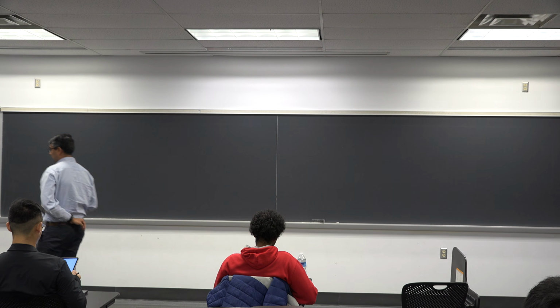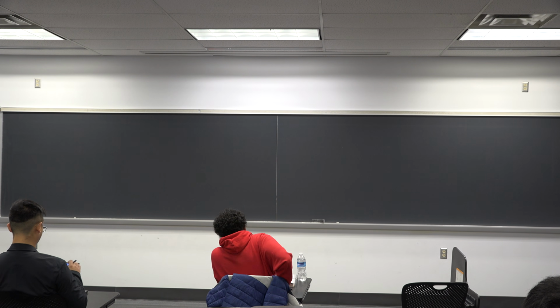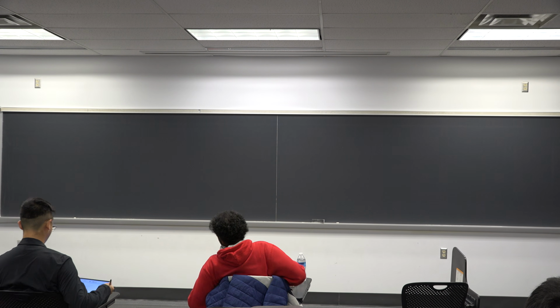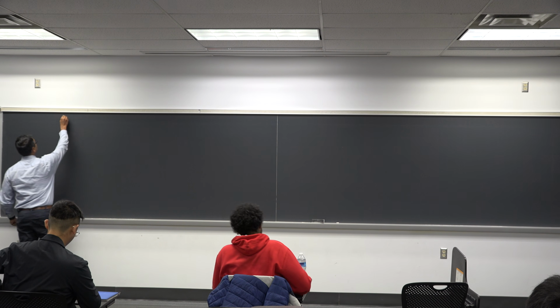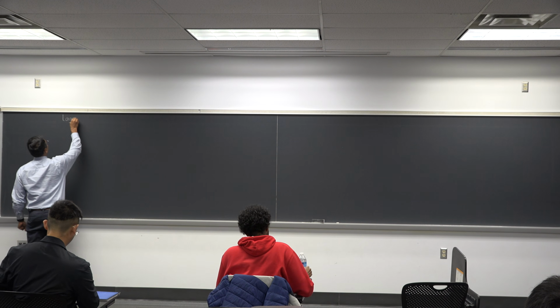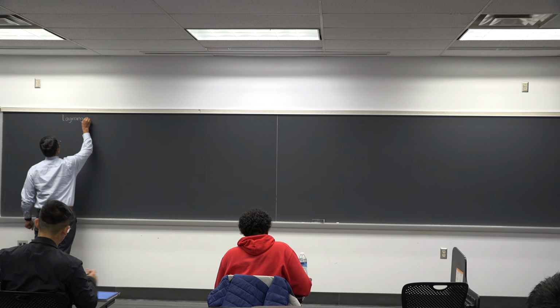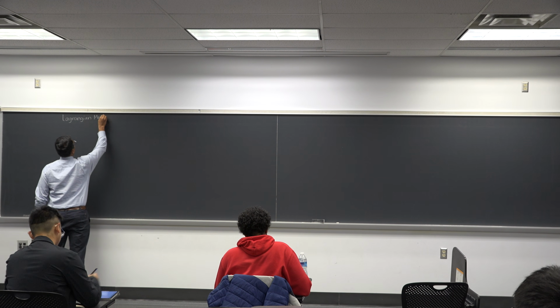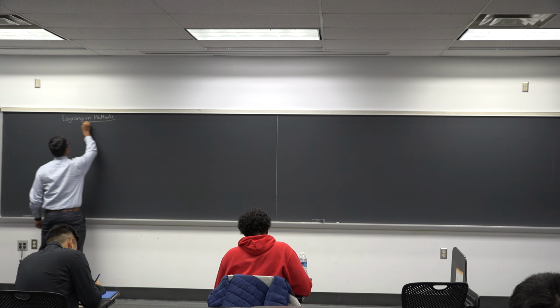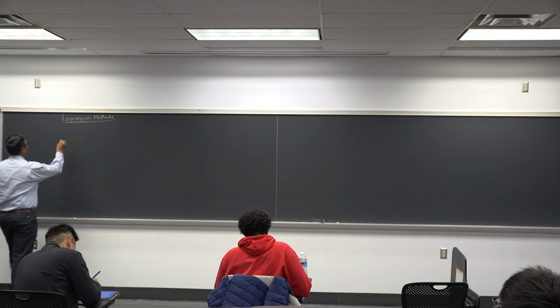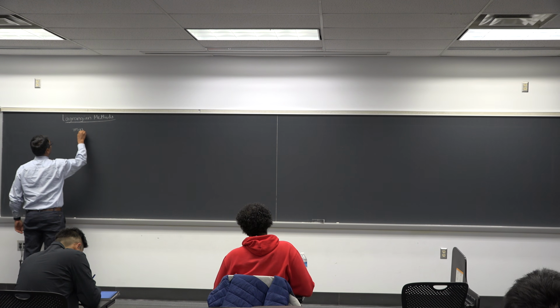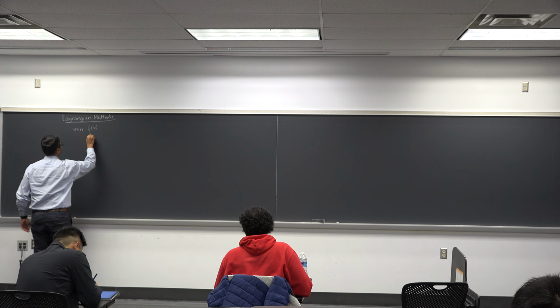Okay, wonderful. So we have done three methods. Today we are going to talk about Lagrangian methods, which is the fourth method for solving constraint optimization problems. So once again, let me remind you, today we are going to be solving this problem.